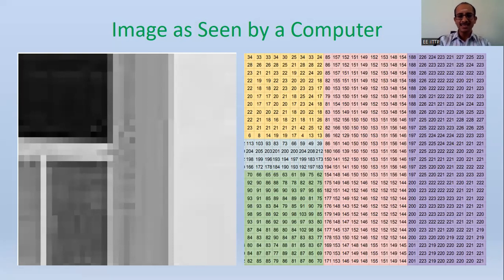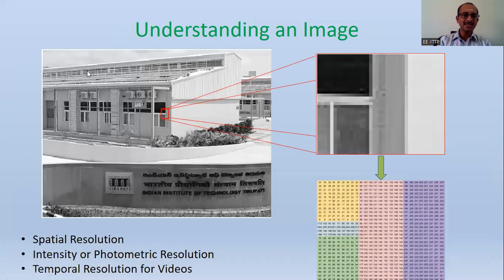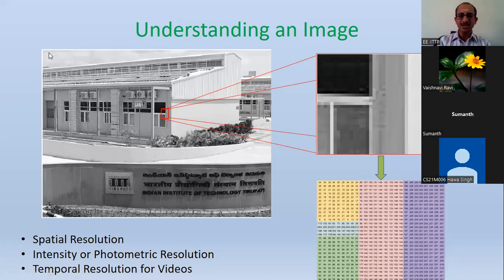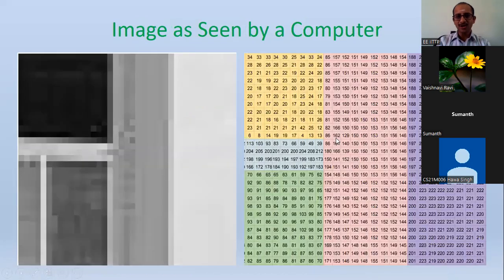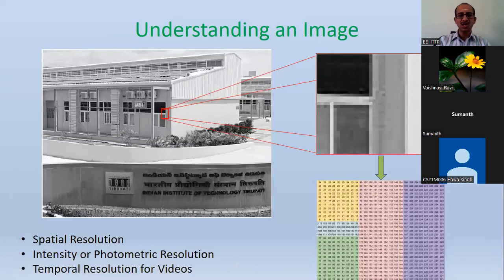As I mentioned, a sensor element looks at a small region, takes an average intensity and puts a value into a matrix here. The average value of this region is put as a value at this corner, and the average value of this region is put as a value here. How much region in millimeters or centimeters a pixel or sensor element looks at depends upon the resolution of the camera.